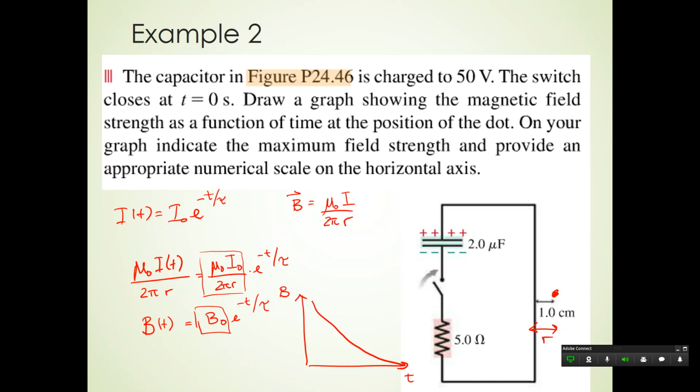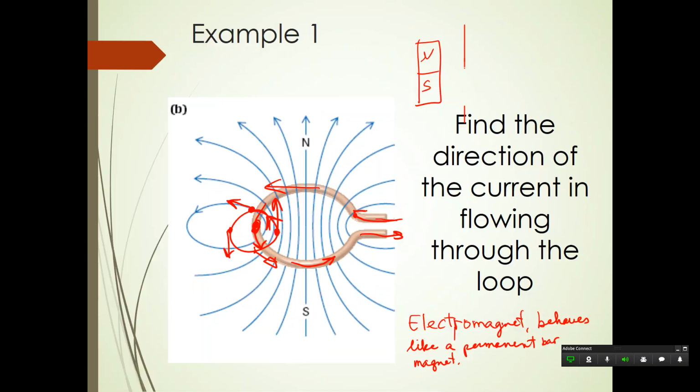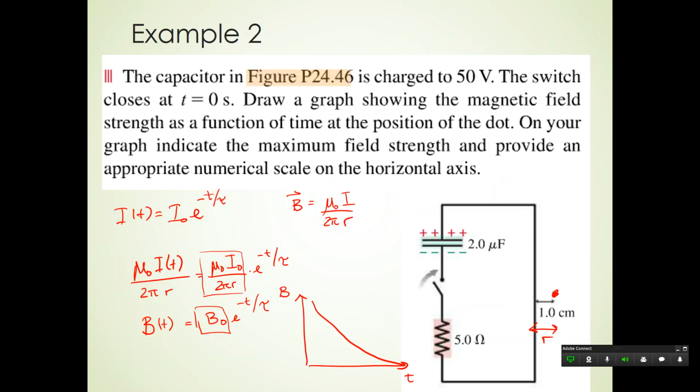So I don't remember what this constant is. I'm just going to go back and look at it. 4 pi times 10 to the minus 7. So B is equal to 4 pi times 10 to the minus 7 multiplied by the initial current, which we can figure out in a second, divided by 2 pi times r, which is 0.01 meters. And so how do we know what the current is, the initial current?